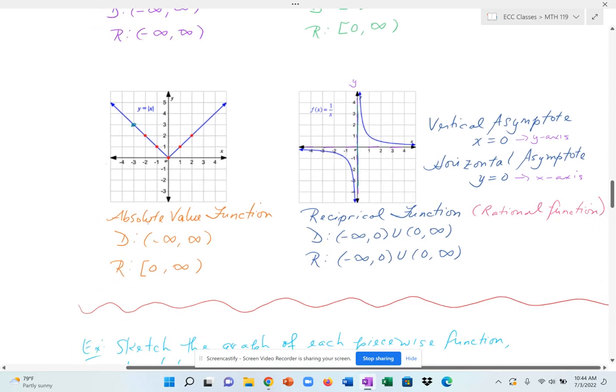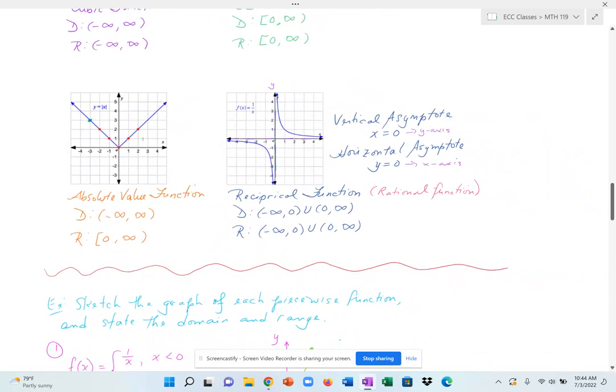Okay, and the last one is a type of rational function, and it has a special name. It's called the reciprocal function. Like I said, it's a type of rational function. These are a little bit more complicated because they will often have restrictions on domain as well as asymptotes. And remember, an asymptote is just a line that the graph approaches but doesn't quite touch. And this one has both vertical and horizontal asymptotes.